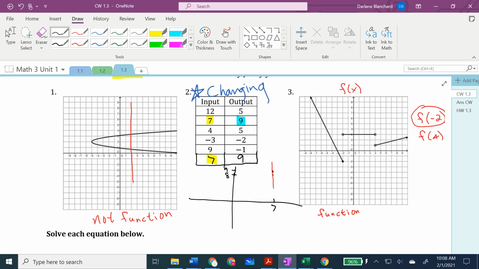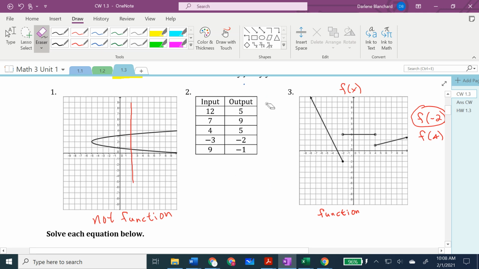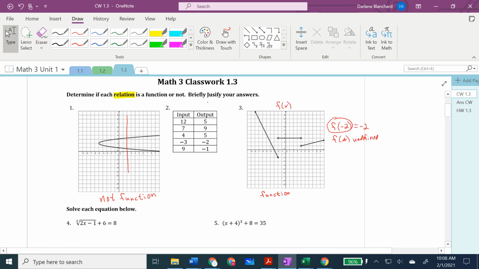But I want to emphasize that if you have the same input showing up twice, it has to have different outputs to be a problem with calling it a function. It has to have different outputs for one input to be not a function. So I'm hoping that that clarifies the table for you.